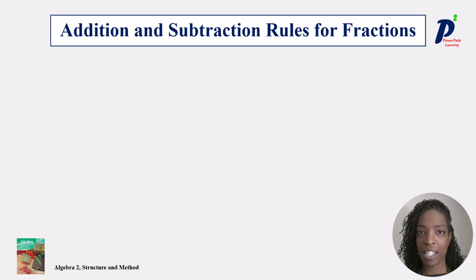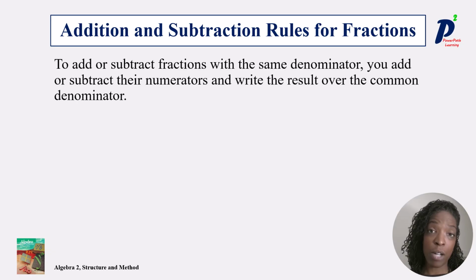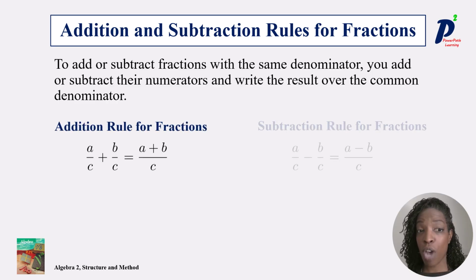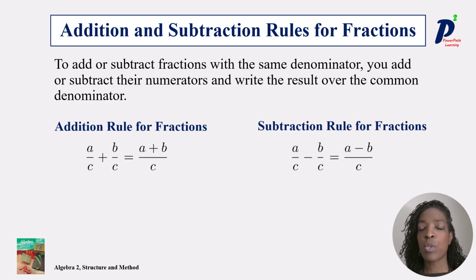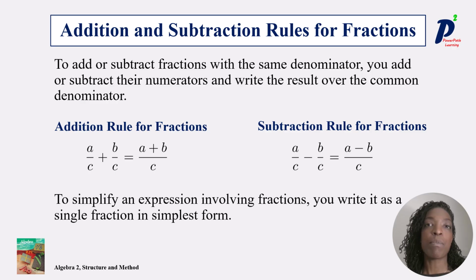When we add or subtract fractions with like denominators, we can simply add or subtract their numerators and write the result over the common denominator. This is formally stated in the addition and subtraction rule for fractions. So to extend this rule to expressions involving fractions, we want to write each as a single fraction in simplest form.